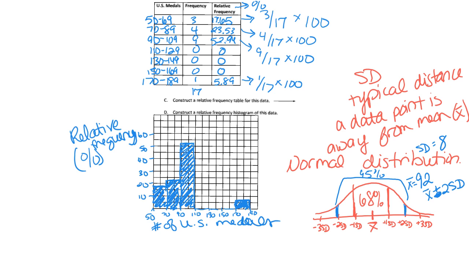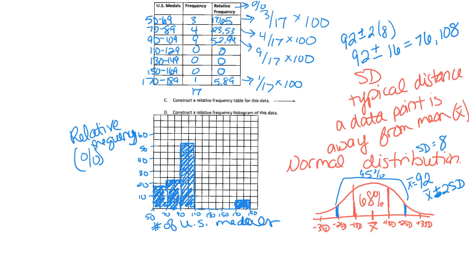standard deviations. So in this instance, I'm going to come up here so I have more space. 92 plus or minus, my standard deviation is 8, so 2 times 8. So 92 plus and minus 16, which gives me on the low end, 92 minus 16, 76. On the high end, I've got 108. So 95% of my data points would fall between 76 medals and 108 medals.